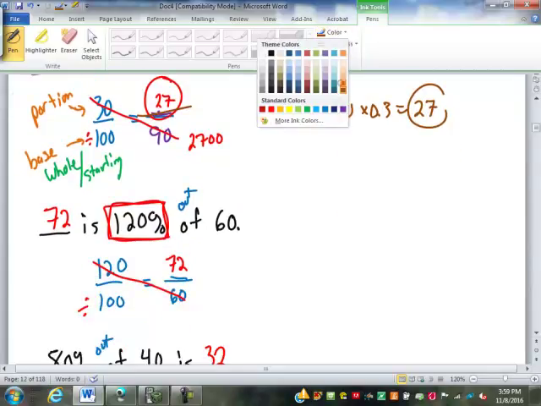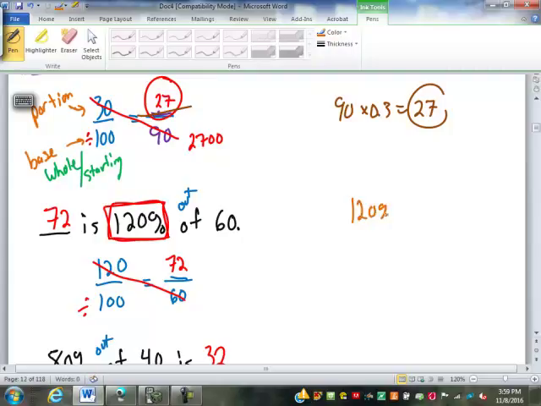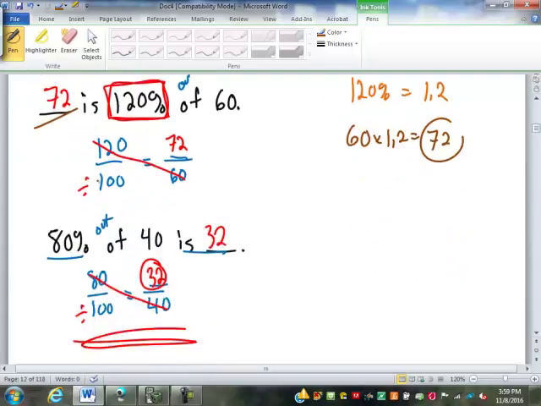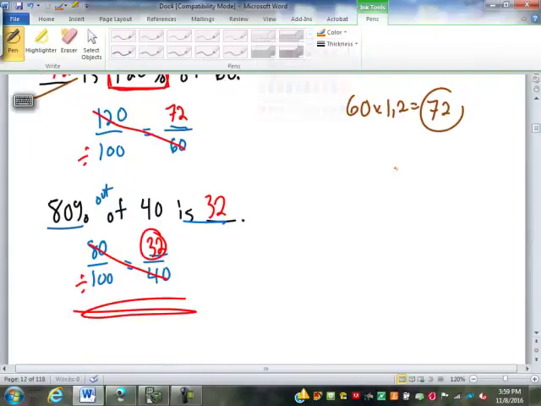Same here. You take the percent of 120%, change it to a decimal, 1.2. You're going to take your 60 times 1.2, gives you 72. Again, correct answer. Really kind of quick and easy to do. Even this next one, 80%, it's 0.8. Take 40 times 0.8, we get 32. So far on these first three, the rate method has looked a lot easier.